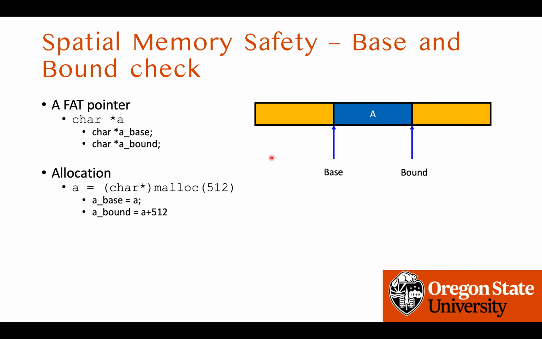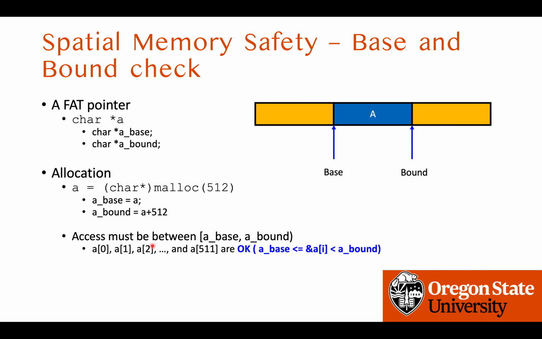For instance, when we allocate a buffer, for example using malloc with size 512, then we can set the pointer A as the address of the allocation, and also with this fat pointer scheme, we can store the base address of A as the allocated address itself, A, and then the bound address as the base plus the size, A plus 512. Simply, the base and bound point to the allocation base and bound of the memory address A. Then, whenever we access the pointer A, we can apply the base and bound check.